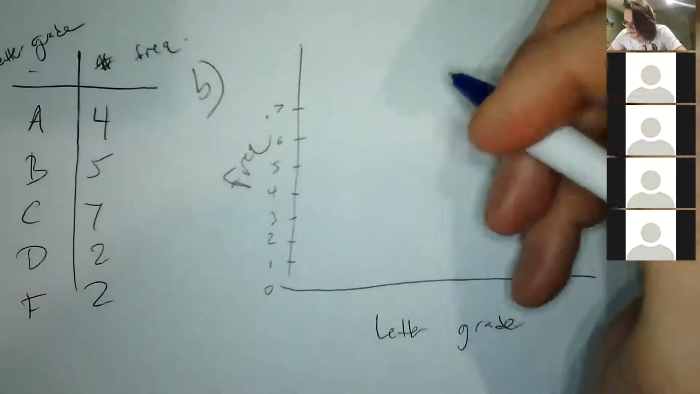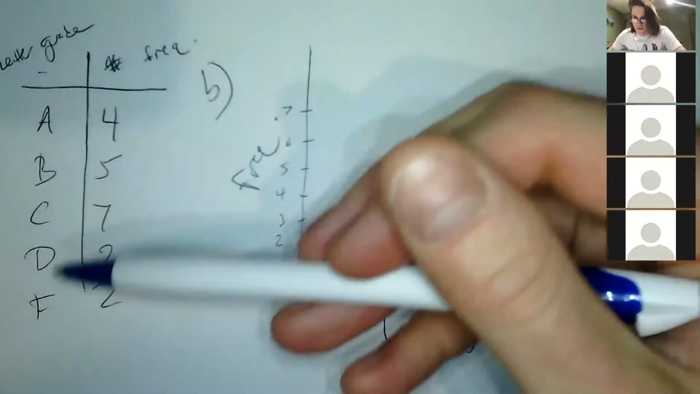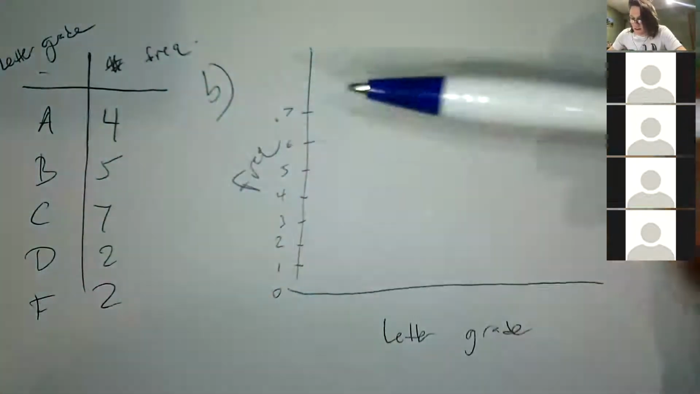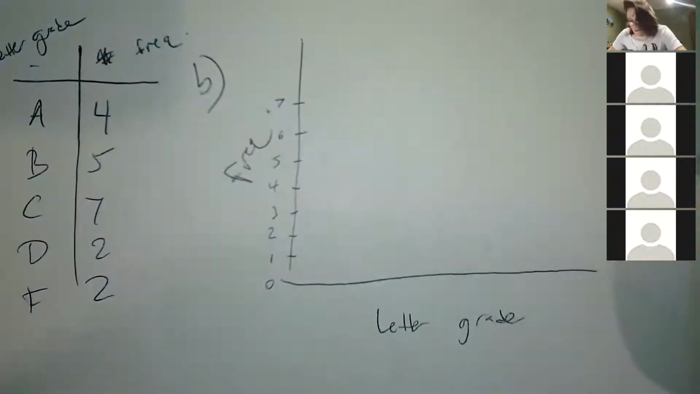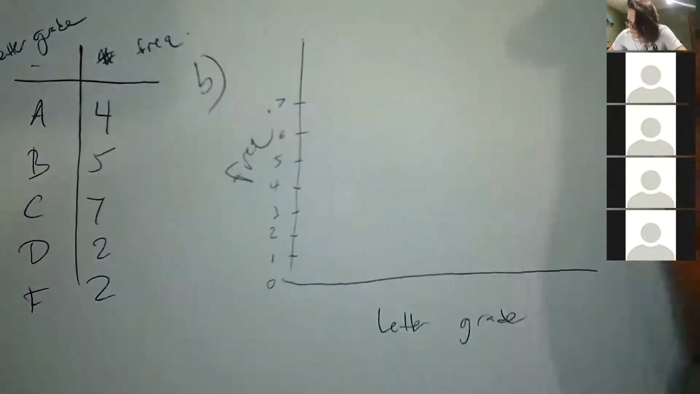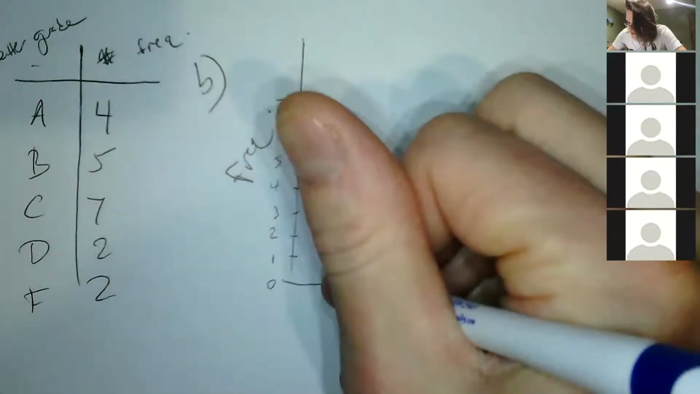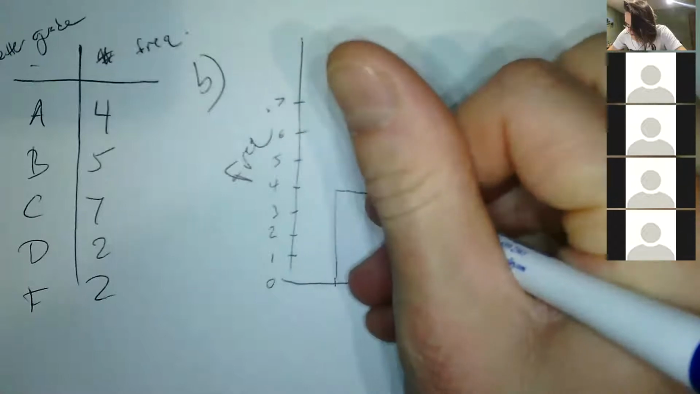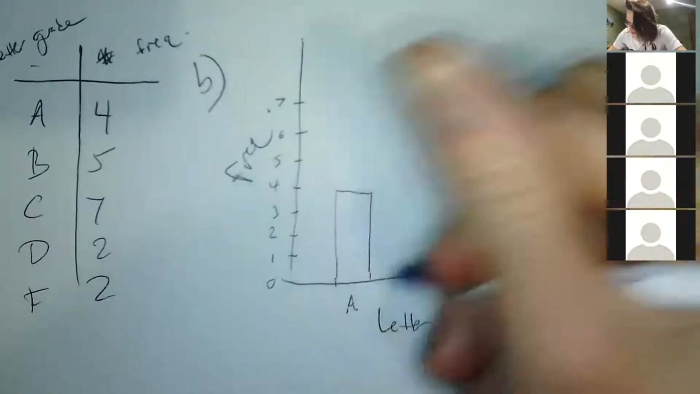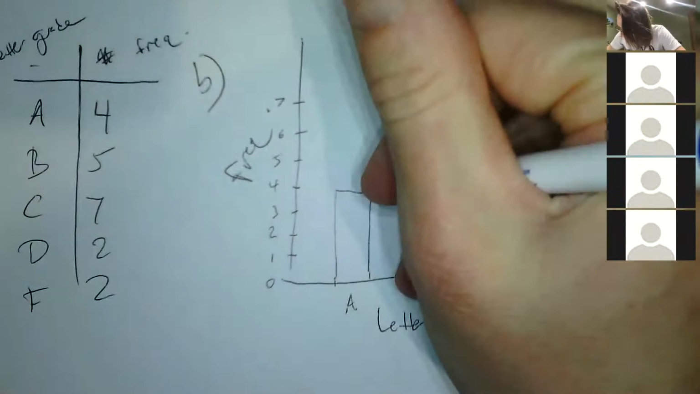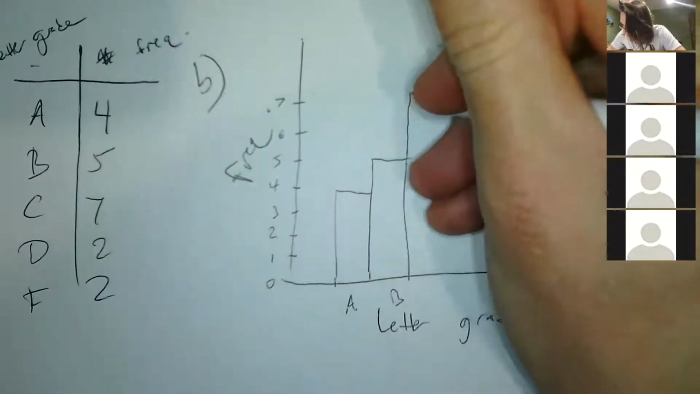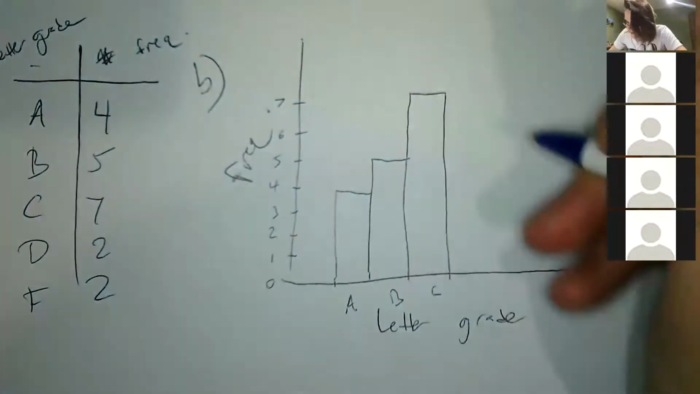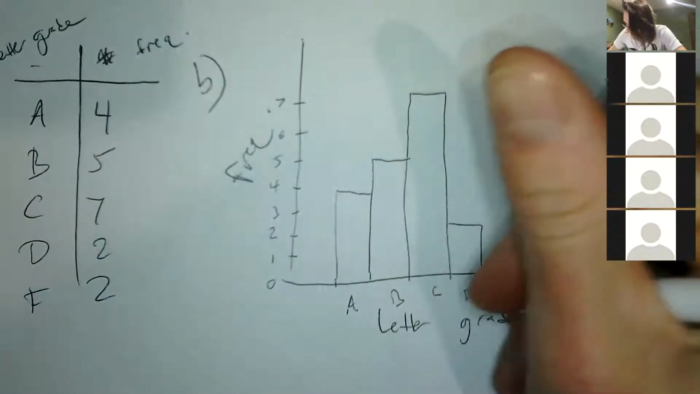And then you just plop them in. So for A's, I have 4. The order doesn't really matter because these are categories. They're qualitative things, so we're not putting them in an order. You can put whatever order you like. It feels weird doing A over here, but it doesn't matter. So A is here. There's 4 A's. And then there's 5 B's. 7 C's. 2 D's. And 2 F's.